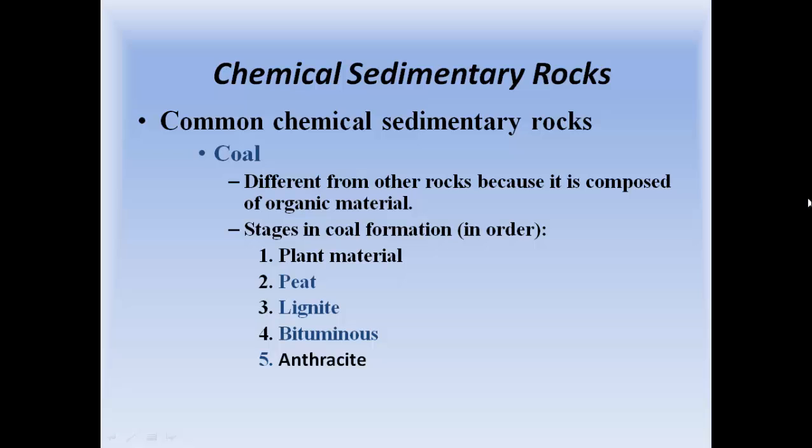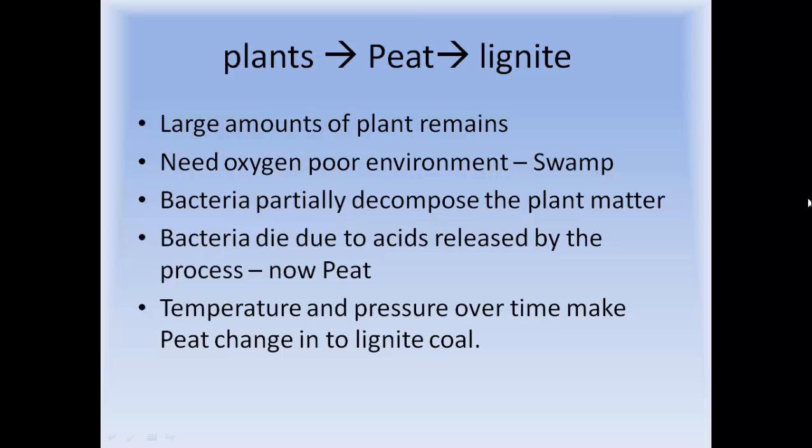Stages in coal formation. You have plant material, okay, in a swampy area with a lack of oxygen. As the moisture starts to be compressed out of it, it becomes peat. With more pressure and removal of moisture, the peat becomes lignite. And with more and more pressure, it becomes bituminous coal. And then if it becomes metamorphosed, it becomes anthracite.